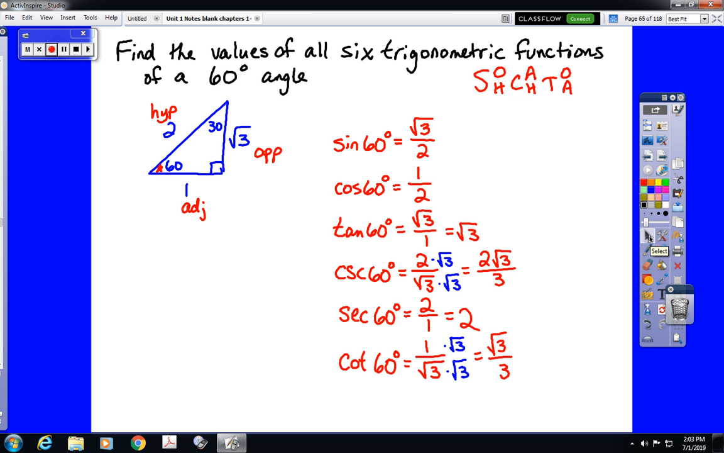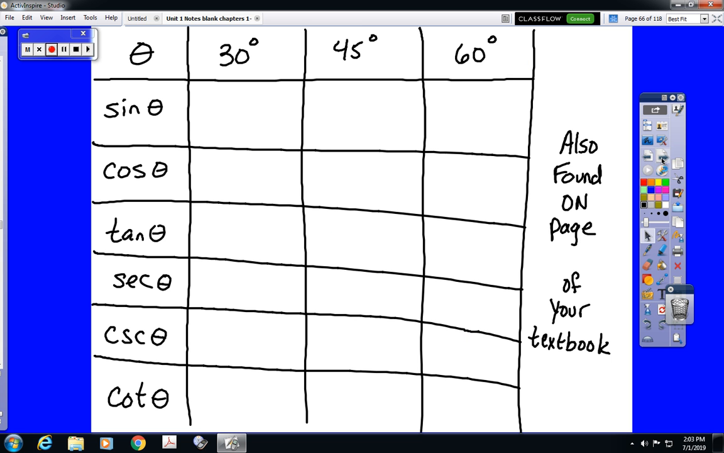Alright, so we came up with the 6 trig function values for all 3 of our major angles. What we are going to do now is we're going to put all of that information together onto a single slide that will then be used as a reference item for the rest of the course. Now, it's worth noting that this item is also found on page 50 in your textbook.